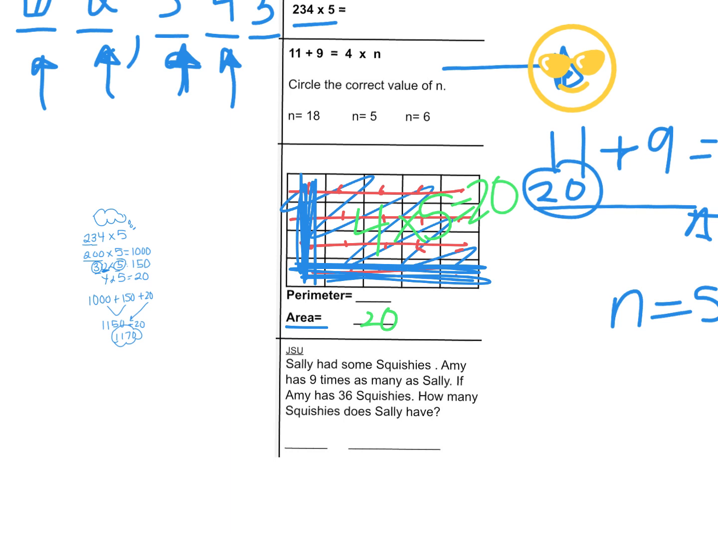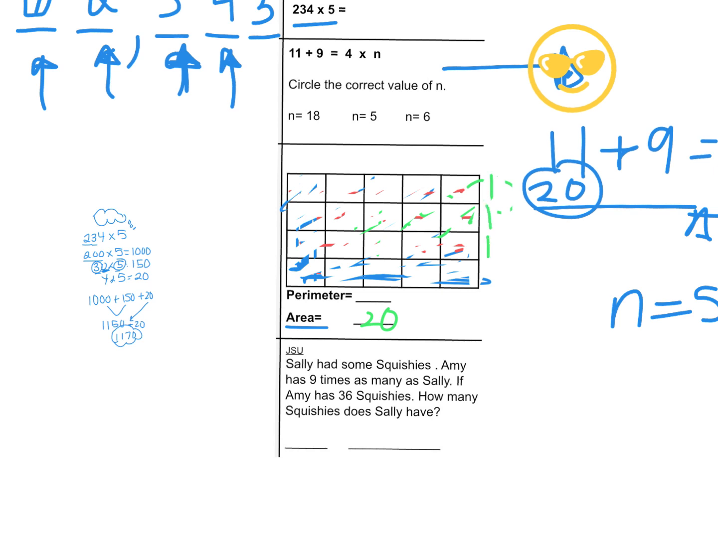Now the perimeter, remember, is the outside. When I look at the outside, it is different than the inside. So we have 1, 2, 3, 4 on this side. 1, 2, 3, 4 on this side. 1, 2, 3, 4, 5 on this side. 1, 2, 3, 4, 5 on this side. 5 and 5 are 10. 4 and 4 are 8. And 10 and 8 are 18.